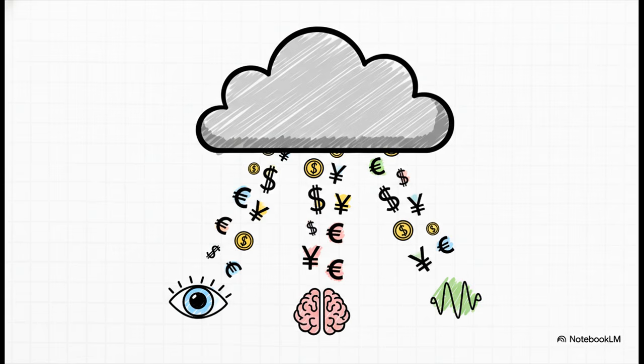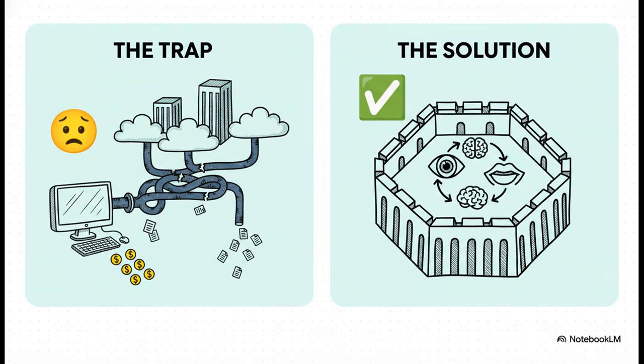You need to stop renting your intelligence. Seriously, right now, your company's AI strategy is probably just a fancy API wrapper. You're paying a cloud tax to read your documents, another tax to think about them, and a third tax to speak the answers out loud. It's a trap.